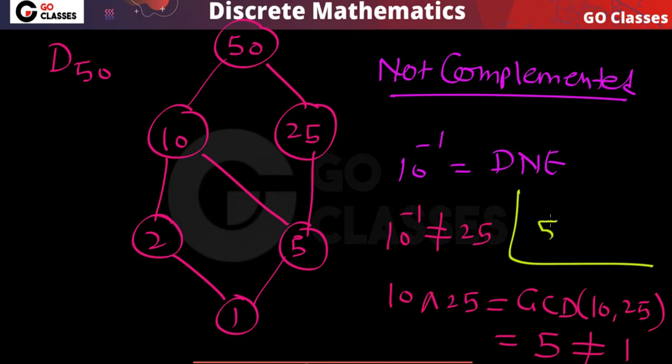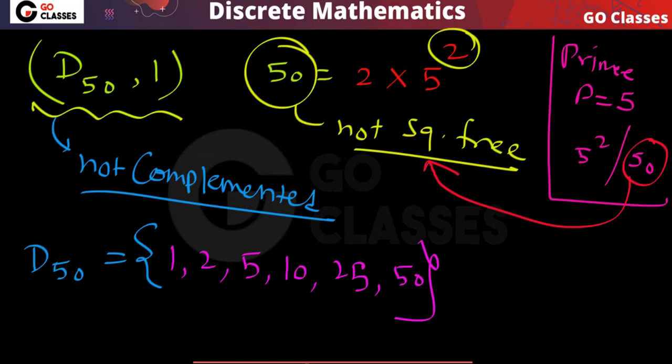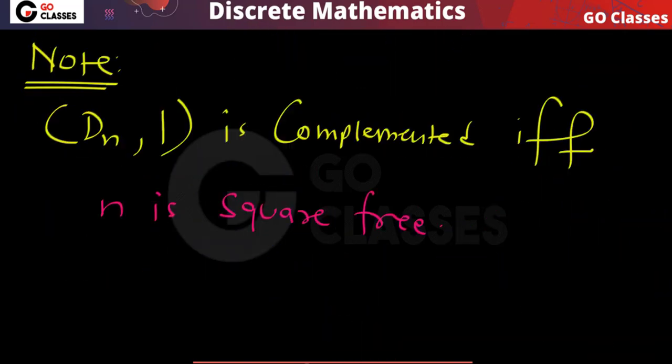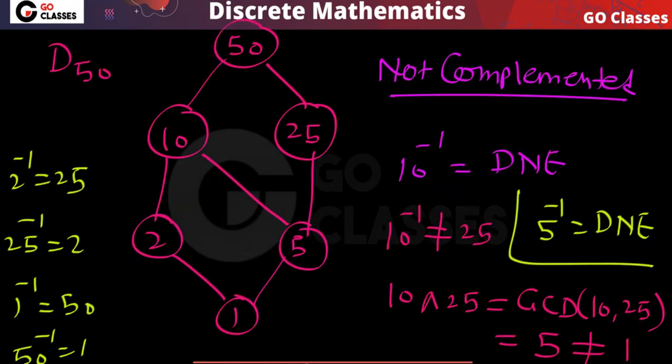Similarly, I can say the complement of 5 also does not exist. But yes, the complement of 2 is there: the complement of 2 is 25, and the complement of 25 is 2. The complement of 1 is 50, and the complement of 50 is 1. But there is no complement for 10, there is no complement for 5. So this is not a complemented lattice. I hope the idea is clear. So the lattice D_n with divisibility is complemented if and only if n is square free. This is the idea. Let's see the final conclusion.